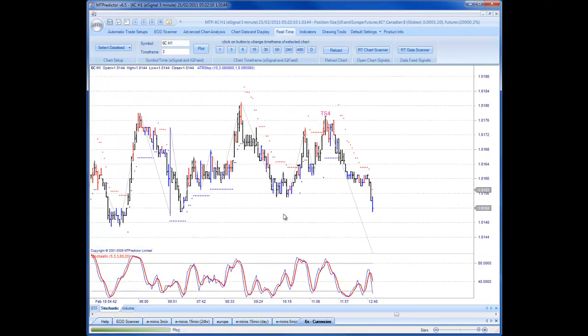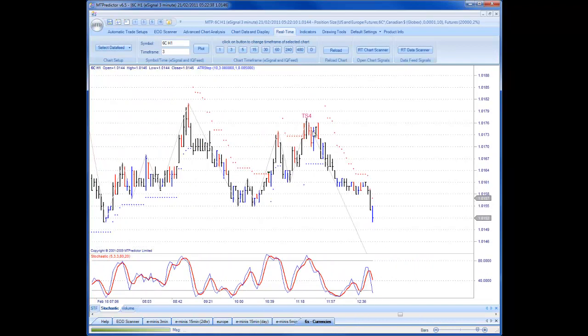If we go back in time a little bit, we can see that this TS4 sell unfolded on lovely stochastic divergence, so it's quite nice when we get MTPredictor automatic trade setups that line up with standard technical analysis tools that most traders are familiar with. So lovely stochastic divergence, automatic TS4 sell.